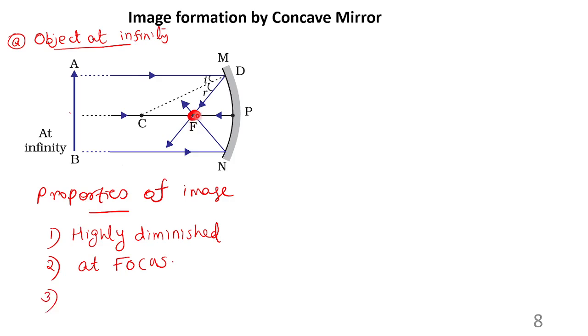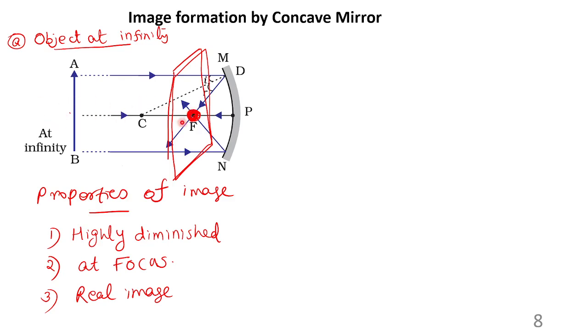Real means that I have a white screen. If I keep a white screen, I will get this dot on the screen. It is said to be a real image. I will repeat, don't worry. Real image means that if I keep a white screen, I will get the dot. Understood? The image of the sun is a dot. I will obtain the image of the sun on the white screen. So if we get the image on a screen, it is said to be a real image.